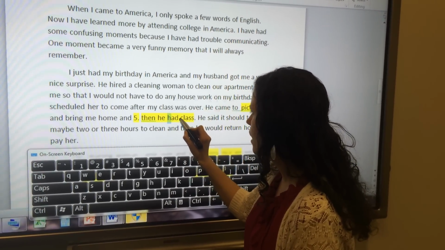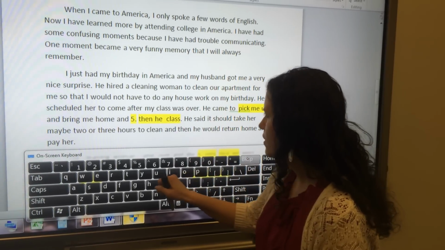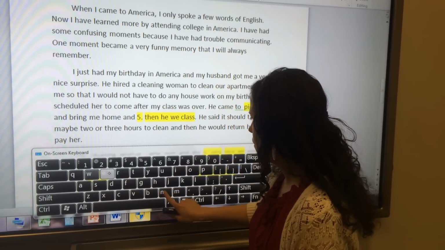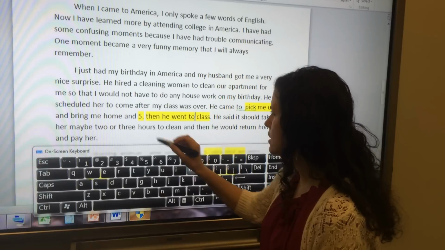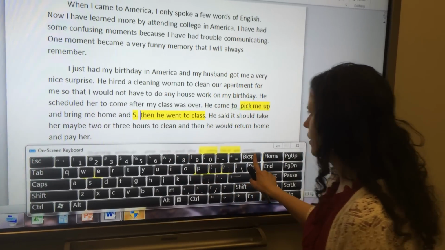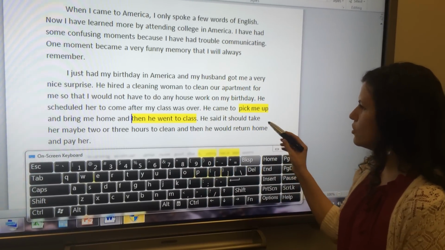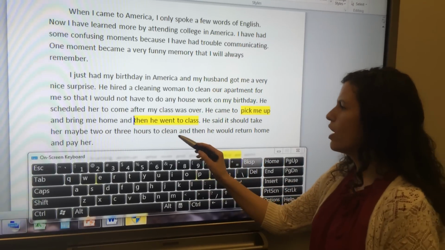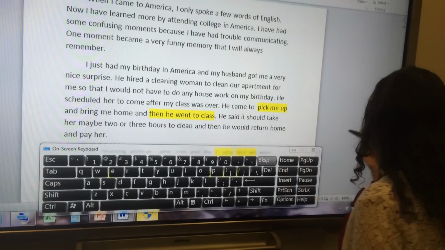That's not too bad, but I would rather change that to then he went to class. It's just a bit clearer that way. He said it should take her maybe 2 or 3 hours to clean, and then he would return home and pay her. Okay, very good.